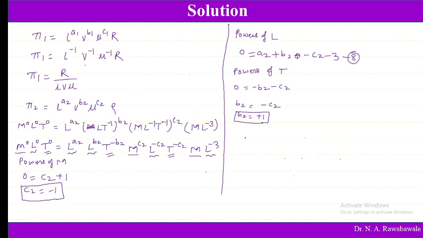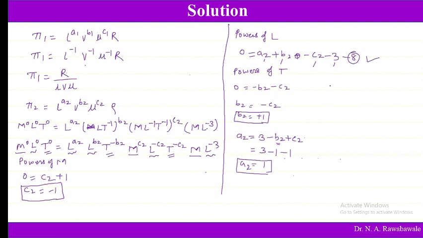So substituting this value of c2 and b2 in equation number 8, we can get the value of a2. So we can write equation number 8 as a2 is equal to plus 3 minus b2 plus c2. Just keeping a2 here, transferring this 3 to the other side, it will become plus, b will become minus, and c will become plus. So again 3 minus 1, the value of b2 is plus 1, the c2 value is minus 1. So this will be 1, the a2 value is 1.